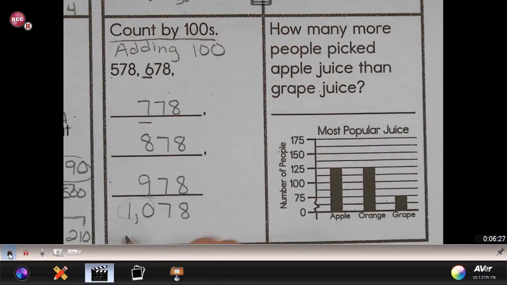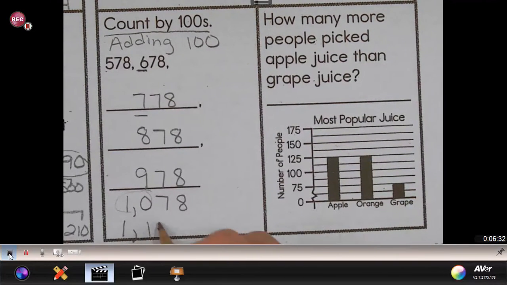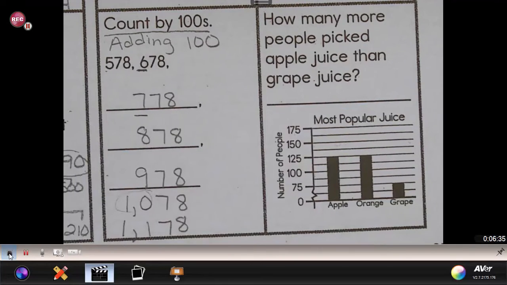So, and then if we added another 100 to this hundreds place, we would have 1100. And we could continue adding on 100 each time.